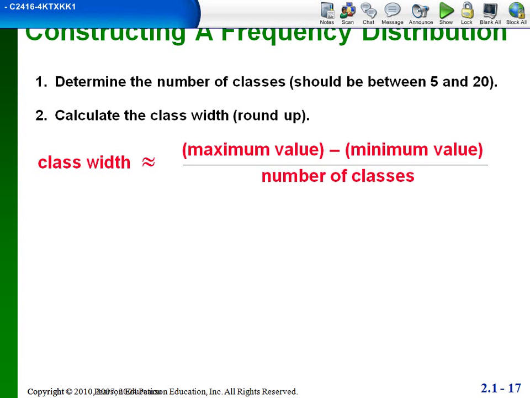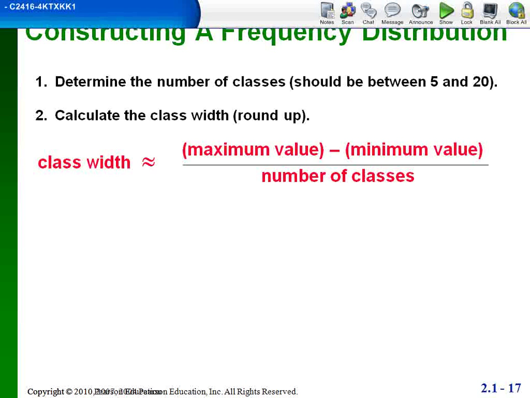Let's say that you have raw data, just numbers. They gave you a bunch of numbers. Well, what do you have to do? Find the lowest number you have, and find the highest number that you have and subtract them. So you subtract them, and then you divide by the number of classes that you have. After you do that, you get your class width.